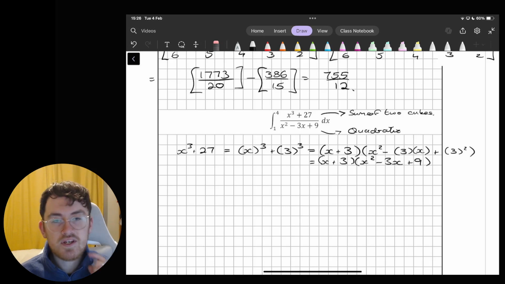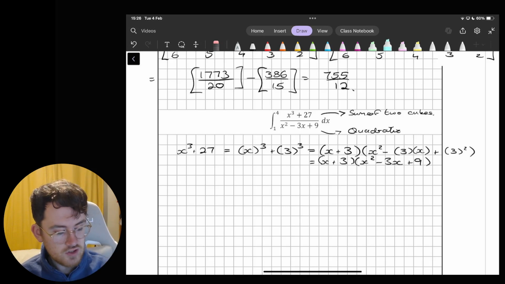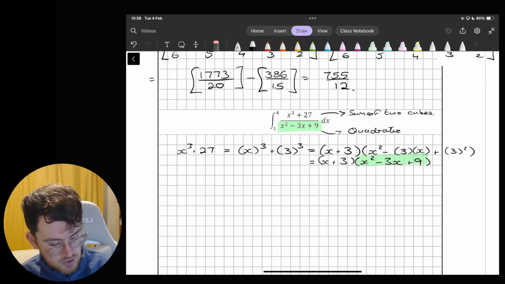I'm feeling happy now because looking at this here before I've even done any work on the bottom to see if it is a quadratic, I can see that I've saved myself that work here. So x cubed plus 27 over x squared minus 3x plus 9 is the same as x plus 3 times x squared minus 3x plus 9 over x squared minus 3x plus 9.